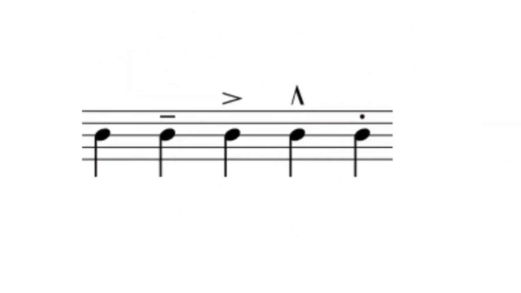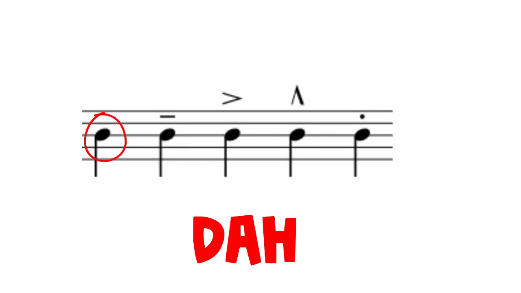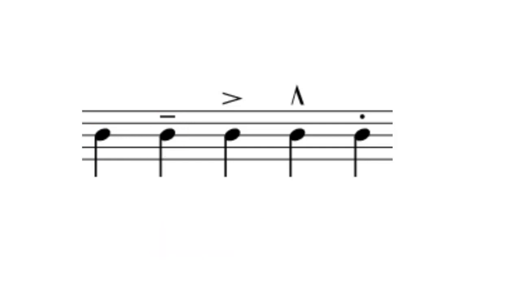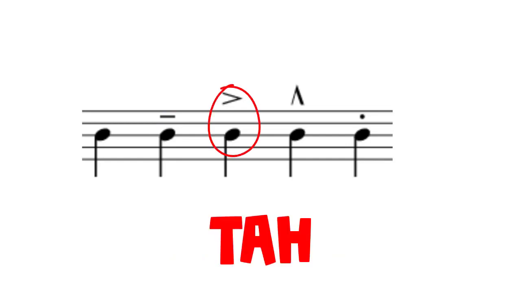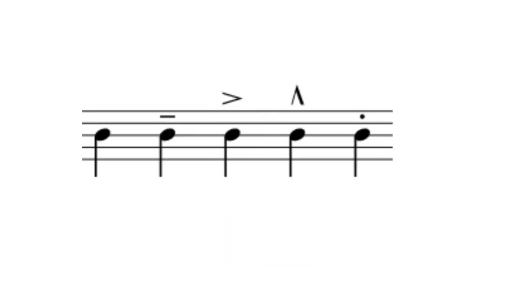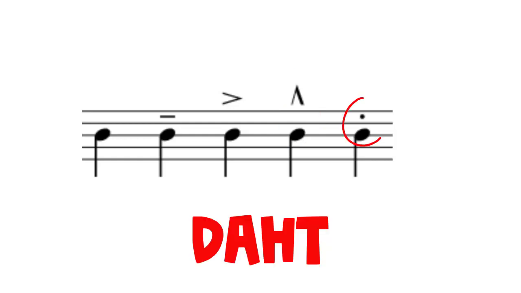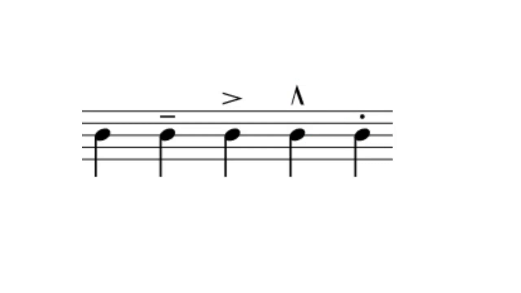So let's recap. We have a normal note, which would often be played with a da, D-A-H. We have a tenuto marking, which would give us a do, D-O-O or D-U. We would have the short accent, which would be a ta, with the attack, tone, and release. A little shorter, we have the rooftop accent, which would be a tot, T-A-H-T. And finally, we would have the staccato articulation, which would give you a dot, D-A-H-T, giving you that short end separation with a good quality tone.